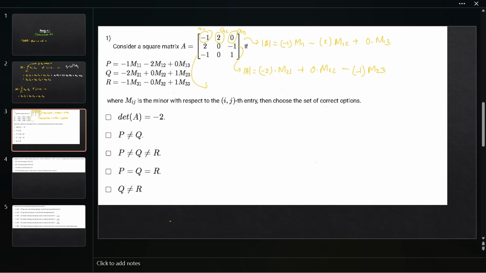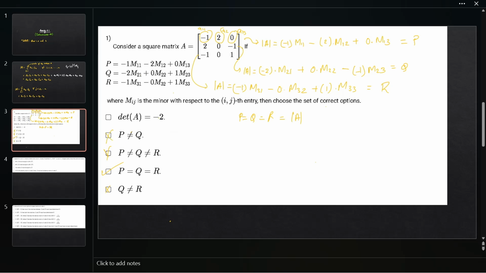If we expand it along R3, we get determinant of A as minus 1 times M31 minus 0 times M32 plus 1 times M33. So if we observe carefully, this is nothing but our P, this is nothing but our Q, and this is nothing but our R. So here we can see P equal to Q equal to R, and all of them represent determinant of A. So this option is correct, this is incorrect, this is incorrect, and this is also incorrect.